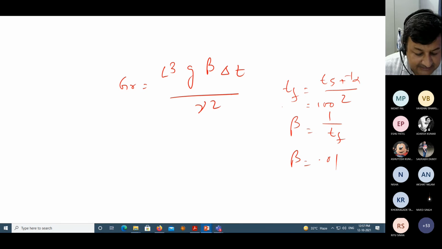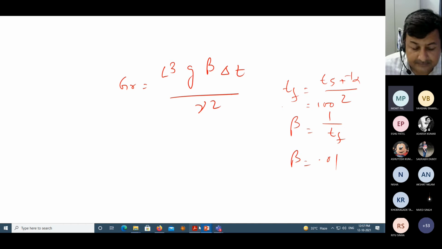So you have beta, you have TF. Then what is your delta T? It is 175 minus 25, so 150. What is your L? It is given as 0.8. What is g? g is 9.81, right? Beta you have already calculated. Nu is given. So how much is the Grashof number coming up? Nu is given, no?